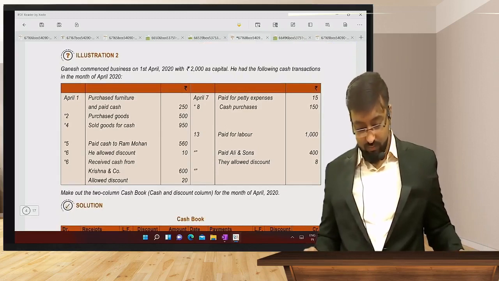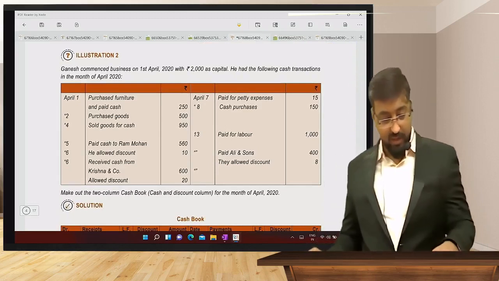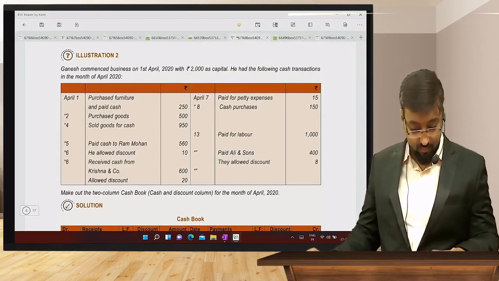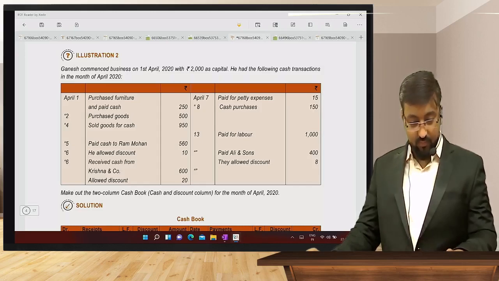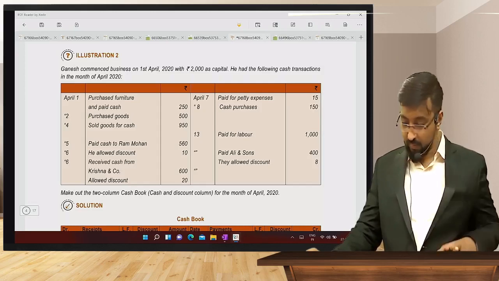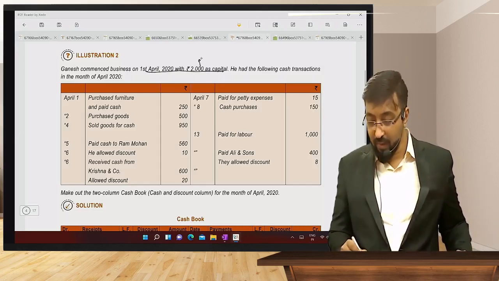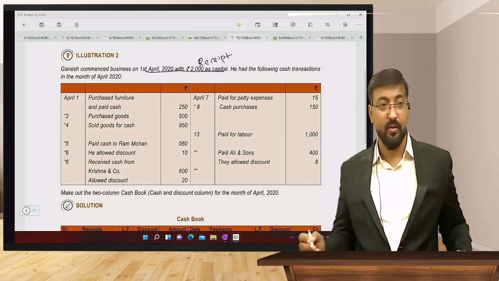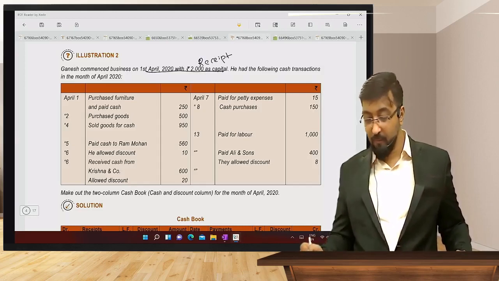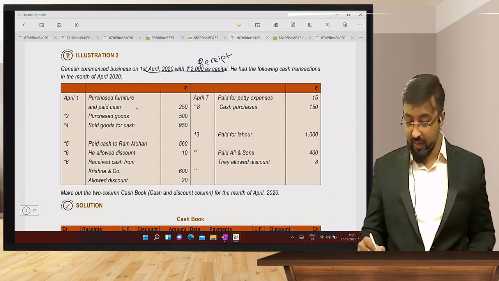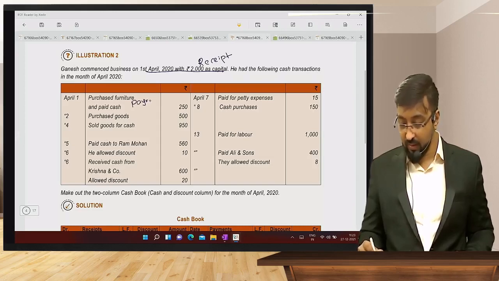So, illustration 2. Ganesh commenced a business with 1st April 2020. Receipt or payment, beta? Receipt. He had the following cash transactions. Purchase furniture and paid in cash. Which side, beta? Payment.